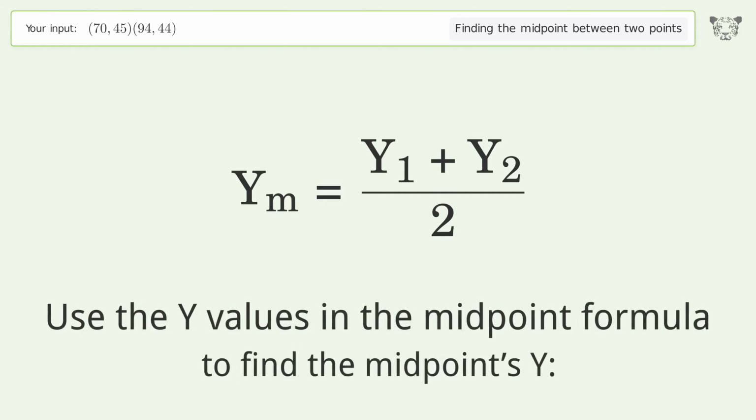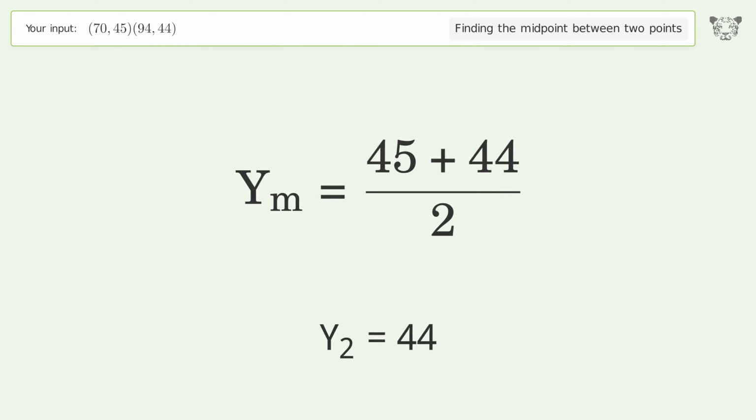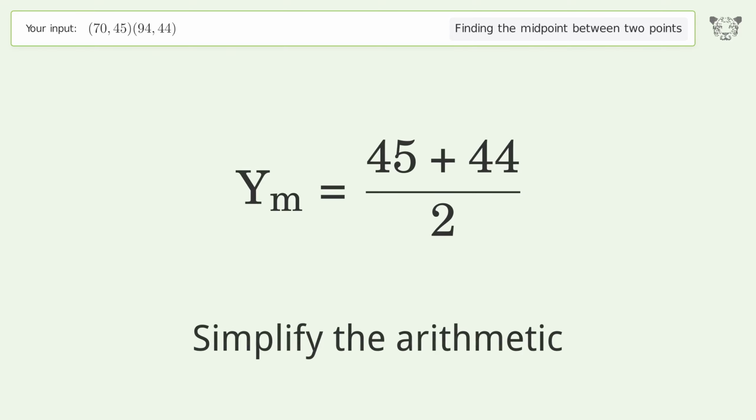Use the y values in the midpoint formula to find the midpoint's y. y1 equals 45. y2 equals 44. Simplify the arithmetic.